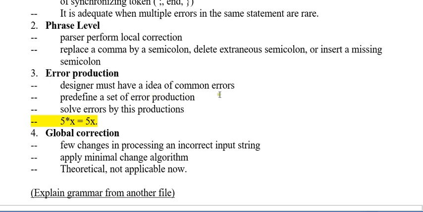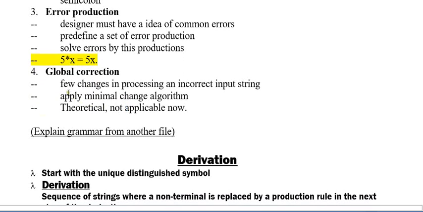The designer must have an idea of common errors and then predefine a set of error productions and solve errors by those productions. Here some people can write 5 into x, which can be written as 5x. Those are error productions. Now global correction. Make few changes in processing an incorrect input string, applying minimal changes to the algorithm. It is theoretical and not applicable for now. So this global correction is only a theoretical basis and not applicable for now.